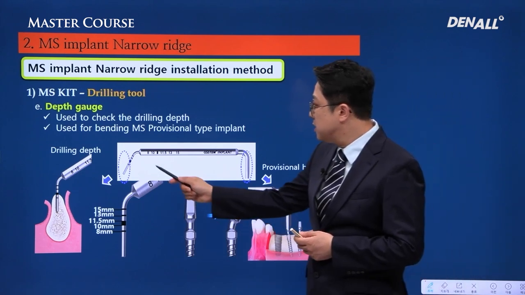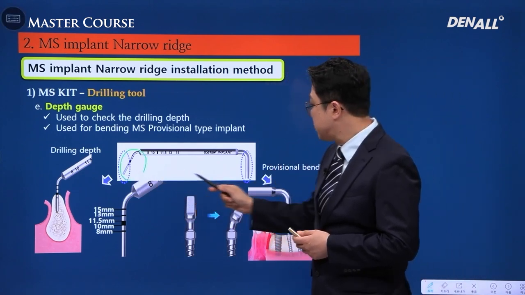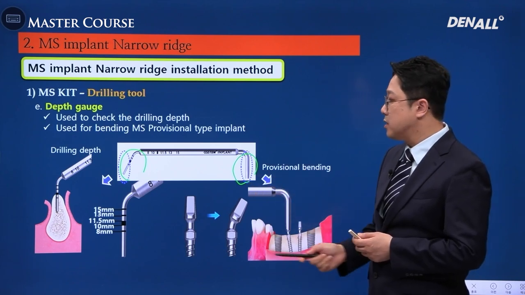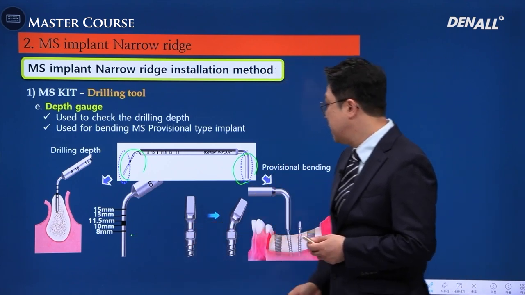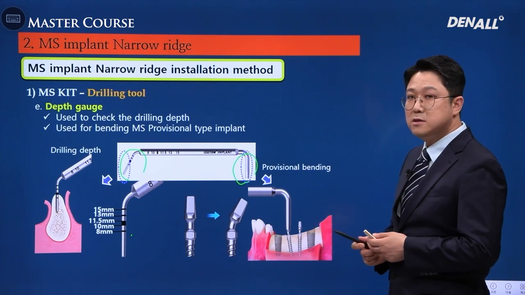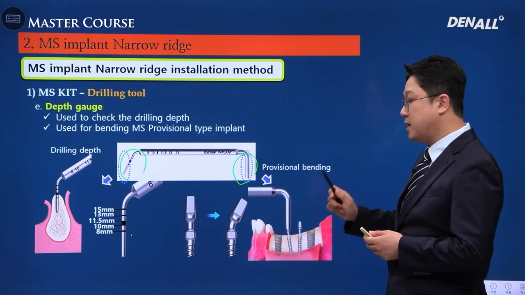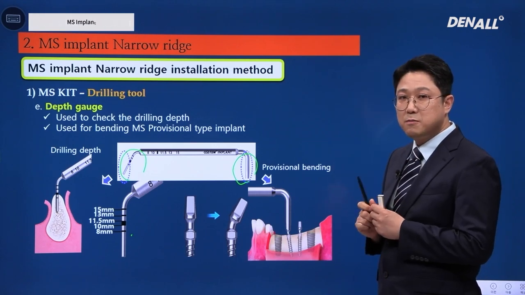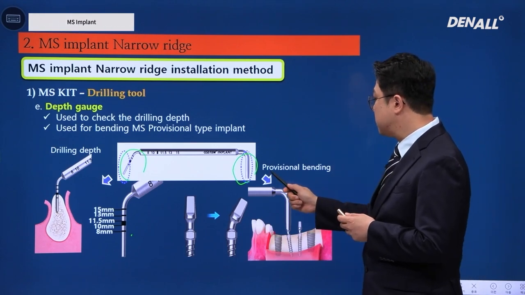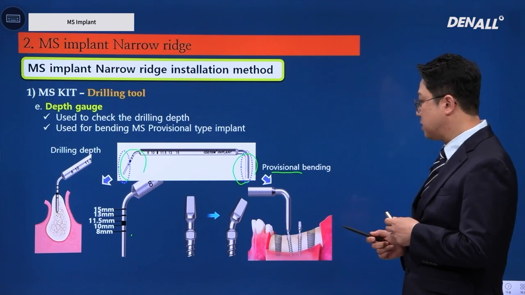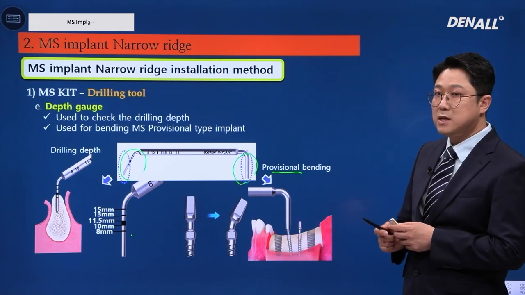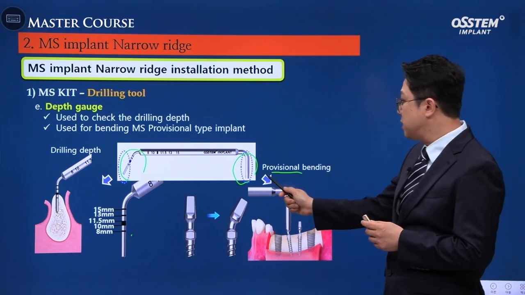Next is depth gauge. There are two different tips. On one side, it is used to check the drilling depths, and the second one, in the case of MS provisional, it can be bent. MS narrow bridge cannot be bent, but in the case of MS provisional, bending is possible. There is a bending tool on the other side of depth gauge.